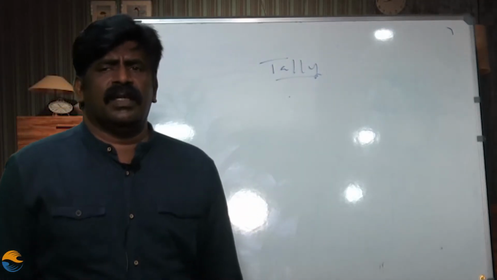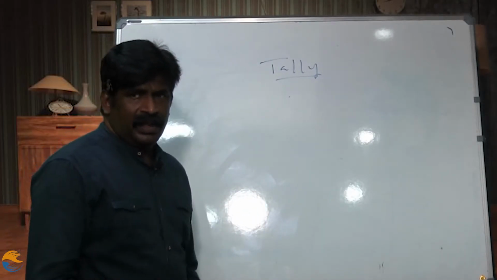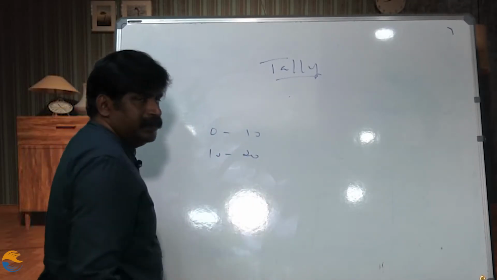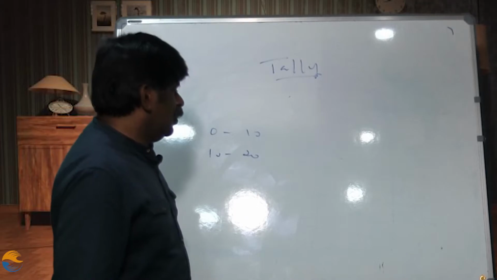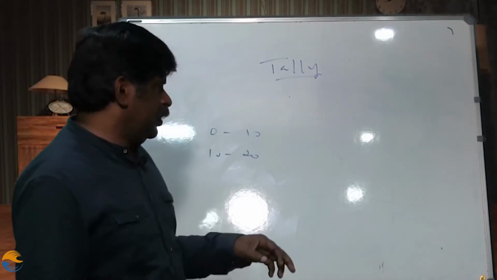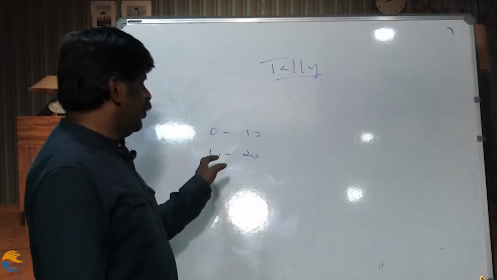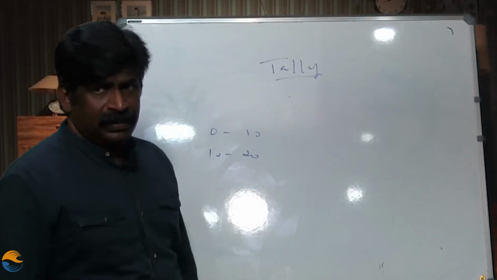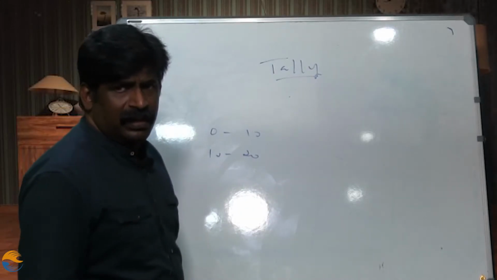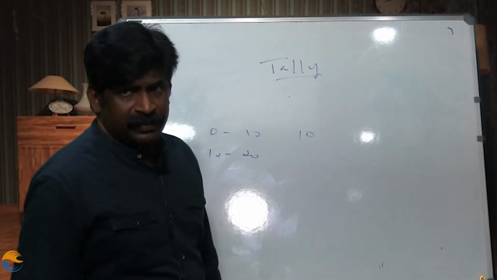When informations are collected in groups, consider this example: 0 to 10, 10 to 20, etc. And how many numbers lie in between these? For example, between 0 and 10, how many numbers? And between 10 and 20, how many numbers? If suppose between 0 and 10 there exist 10 numbers, then that will be shown here.